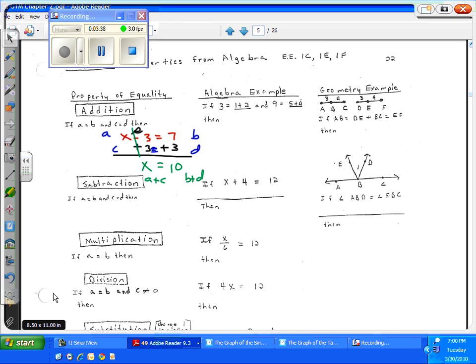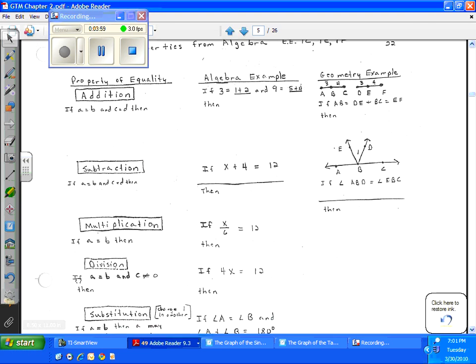If you look at page 29a in the Algebra 1 text, then you can see a good explanation of how we used addition, subtraction, multiplication, and division properties of equality to solve. And you can see those same examples here under the subtraction, multiplication, and division, okay?